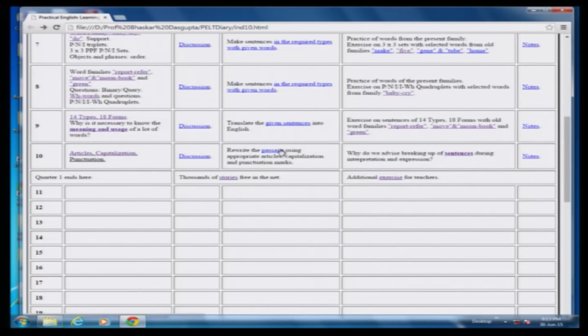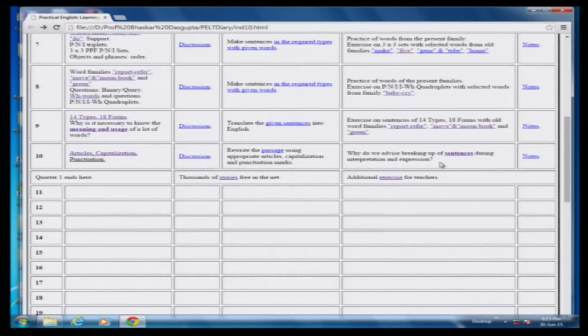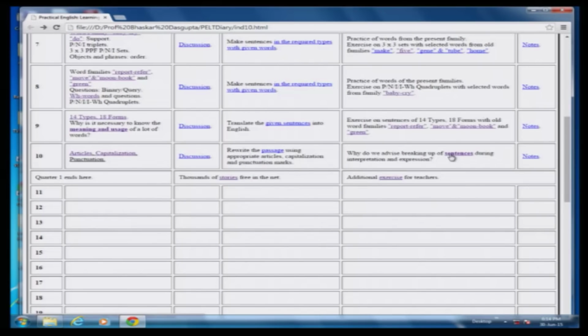Okay, yes. In the previous session we discussed why it is necessary to know a large number of words. Similarly, today my endeavor is to discuss why we advise breaking up sentences during interpretation and expression. When we are reading something or trying to write something, how does it help to break them into pieces and then interpret or construct our sentences? One example would suffice to show you the idea.